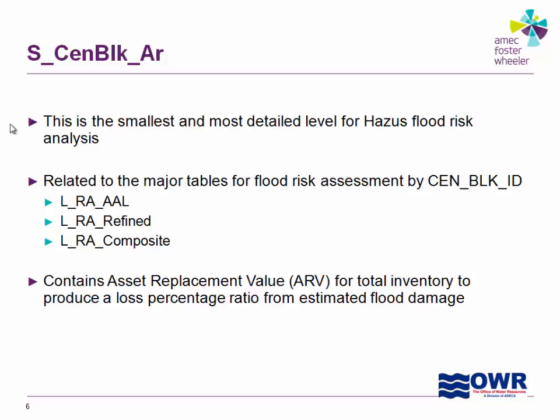So if you want to see just the stuff that came from HAZUS, you can link it to that. If you want to see the refined, you do the L_RA refined to see the ones that were done with the county-wide or the watershed-wide studies. And then the one you're going to be most interested in is going to be the composite one, which takes both of those combined, replacing the AAL with the refined. And you'll hear ARV used a lot, the asset replacement value, and that's going to be the total inventory. You'll have building values and contents values.